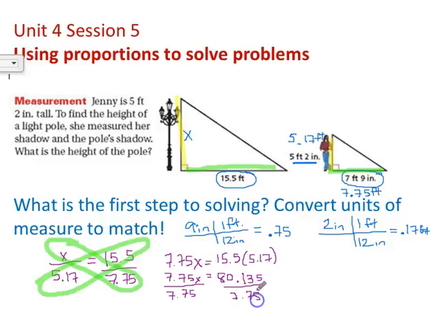Again, I'm going to let my calculator do this. 80.135 divided by 7.75, and I get 10.34. So that is in feet. That is the height of the light post. We are done. So we use proportions to solve for that.